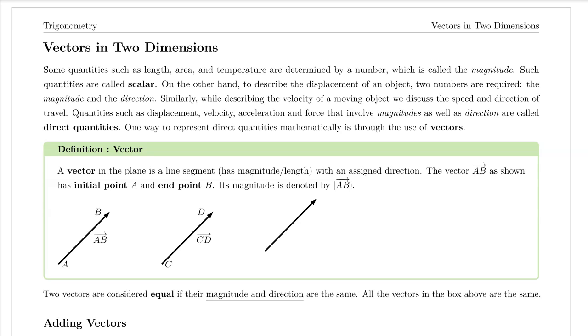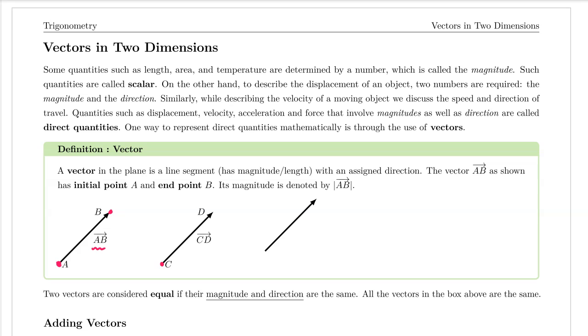A vector in the plane is a line segment that has magnitude and length with an assigned direction. The vector AB, as shown, has initial point A and end point B. Its magnitude is denoted by these 2 vertical bars that look like absolute value signs, and then AB with an arrow over it. So here in this picture, let's just highlight this has initial point A and end point B, and that is the vector AB.